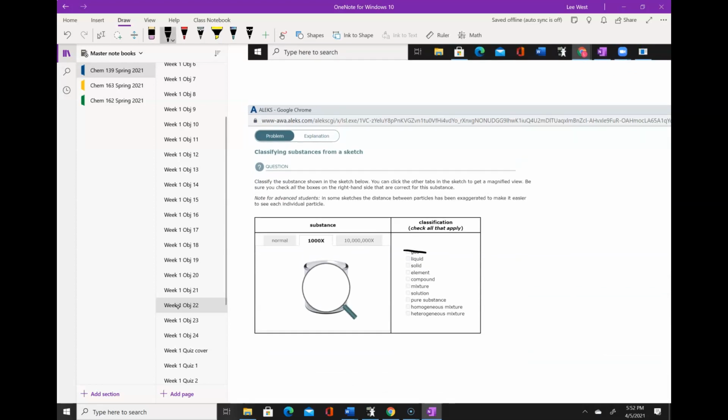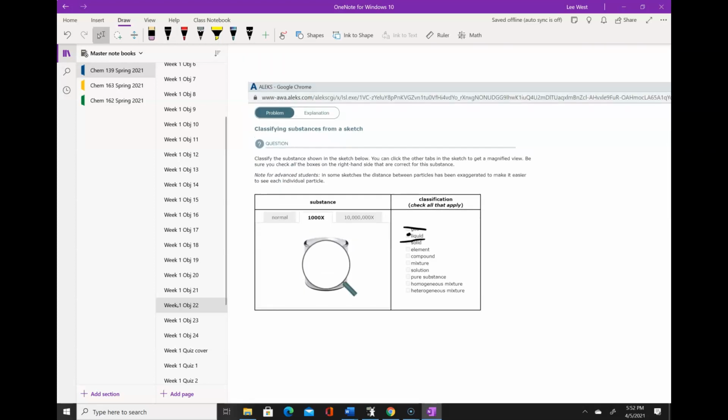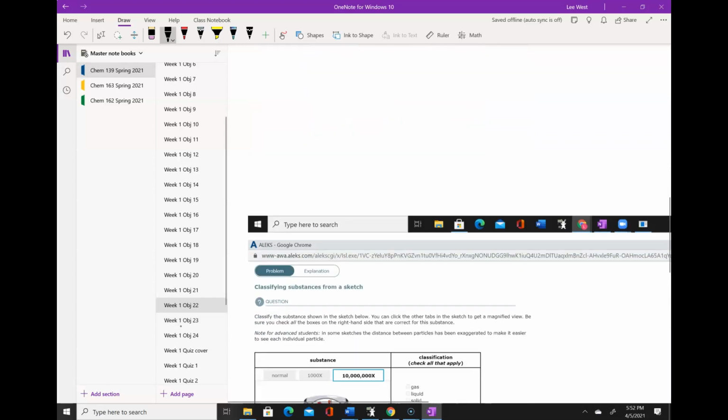So we know it's not a gas. We know it's a liquid. We know it's not a solid, and everything else is up for grabs. And we can't tell anything with the 1,000 times view, other than we're not seeing any parts. So I guess what we can conclude is that it's not a heterogeneous mixture. Right? If it was a heterogeneous mixture, we'd be seeing multiple different parts at this point. So I guess we can decide something. We know that it's not a heterogeneous mixture. Okay, let's move on to the next one.